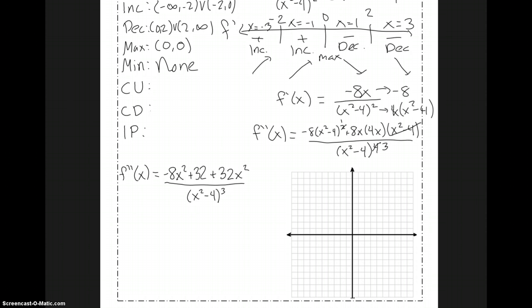And we can do some simplifying here, combining our x squared terms. So let's see, we've got a negative 8 and a 32. That's going to give us 24x squared plus the 32 all over x squared minus 4 quantity cubed. And let's see, what do those have in common? They have an 8 in common, so let's factor that out. I get 3x squared plus 4.